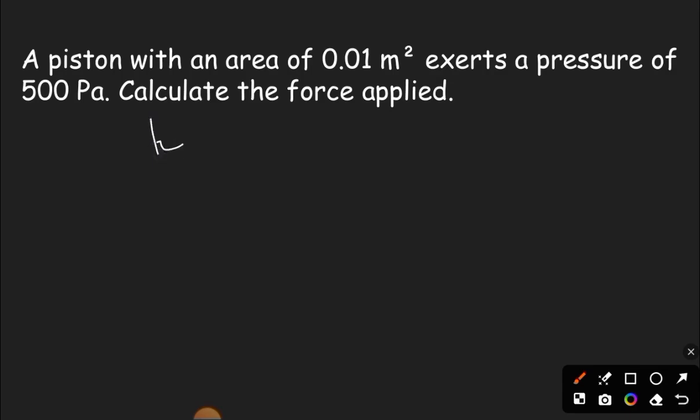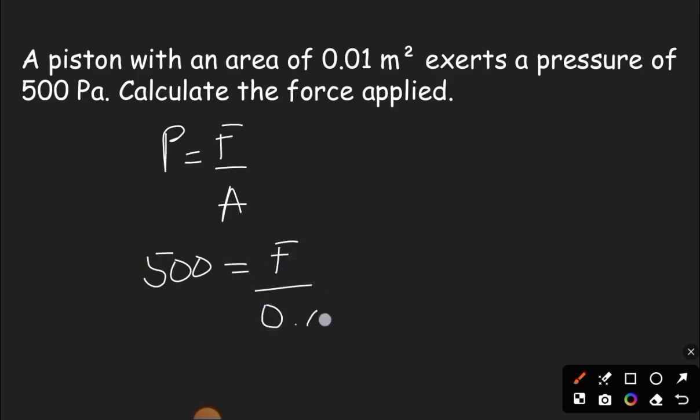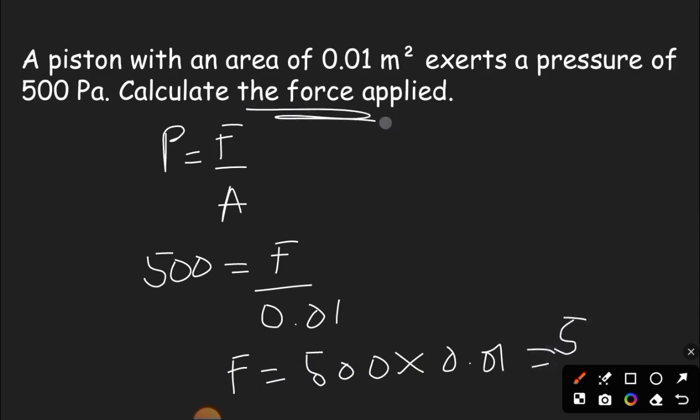So pressure equals force over area. So the pressure is 500 Pascal equals the force, we don't know it, over 0.01. So your force will be 500 multiplied by 0.01. So 500 multiplied by 0.01, we get 5. We are finding force, so 5 Newton.